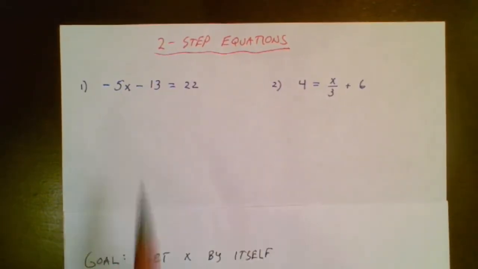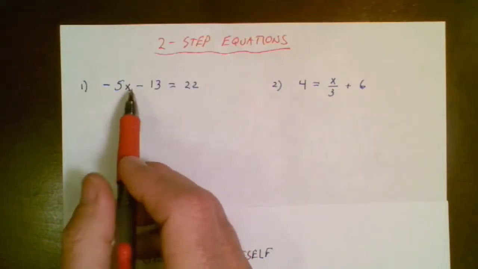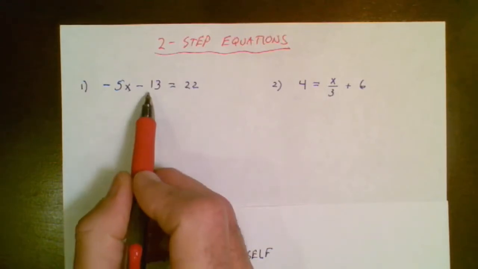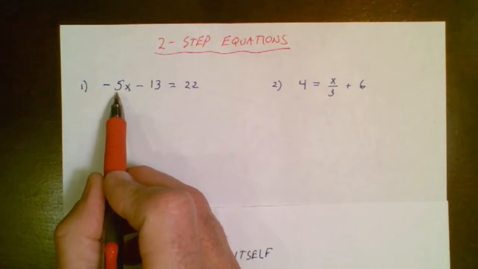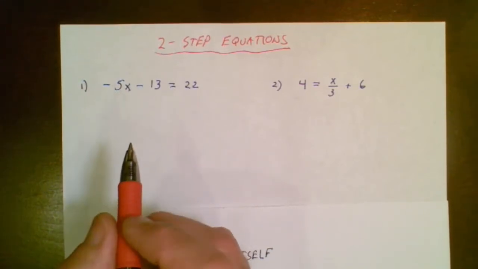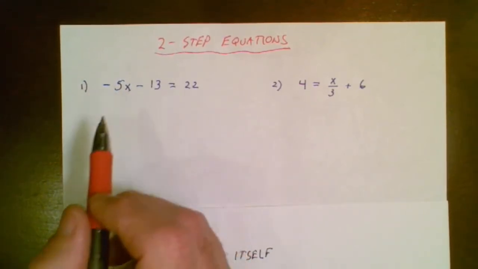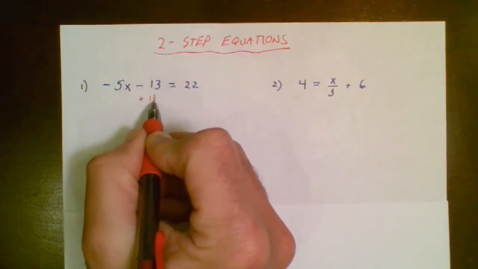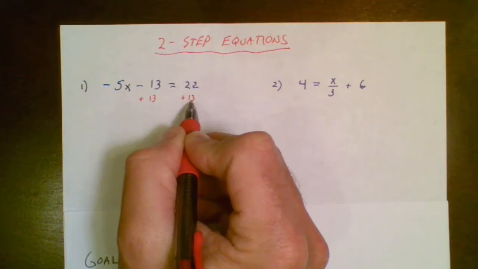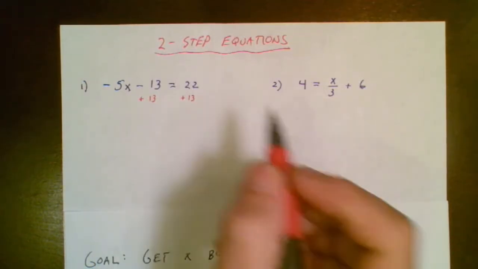Let's start with this one. My goal is to get x by itself. That means I need to get rid of the minus 13, and I also need to get rid of the negative 5. Always start by getting rid of things that are further away from the variable first. So to get rid of a minus 13, I add 13 to both sides.